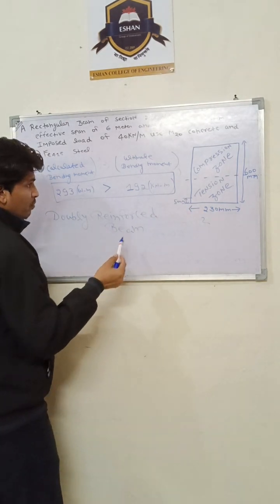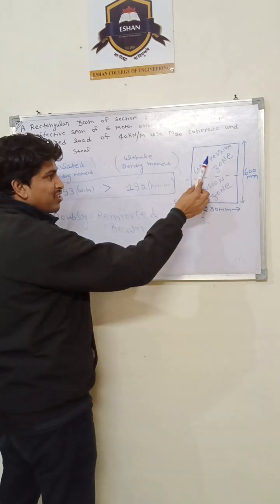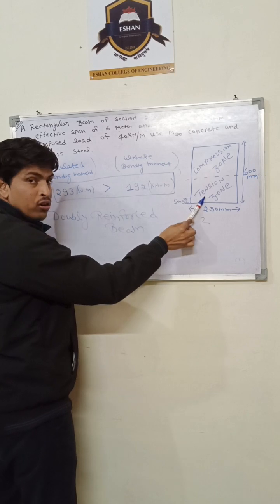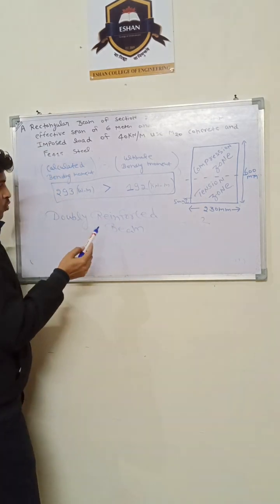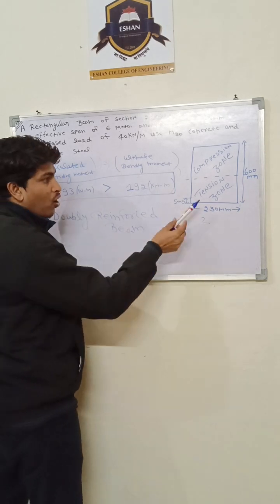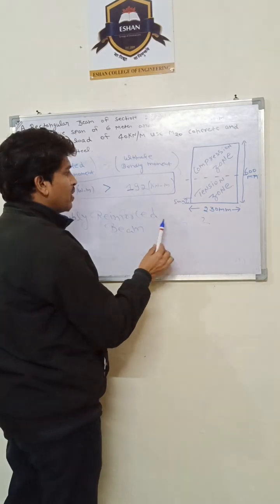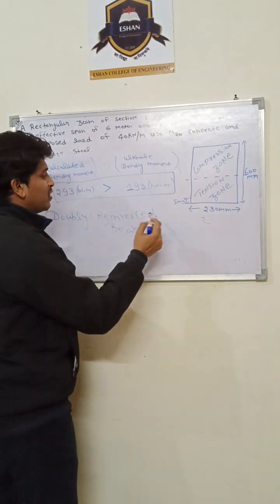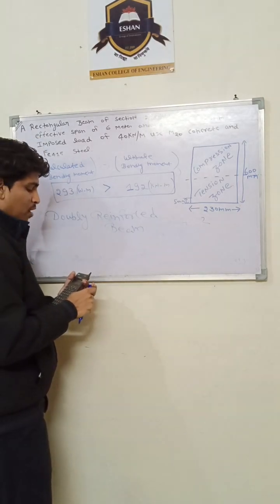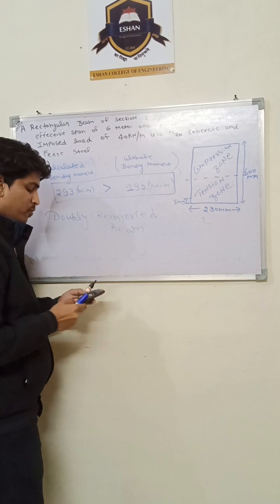In a doubly reinforced beam, there is a compression zone and a tension zone. Reinforcement is provided in the compression zone as well as the tension zone. When you design a singly reinforced beam, you provide reinforcement only in the tension zone, not in the compression zone. So this is the difference between the singly reinforced beam and the doubly reinforced beam. This is the numerical based on the doubly reinforced beam, and how you can check whether the beam is singly reinforced or doubly reinforced.